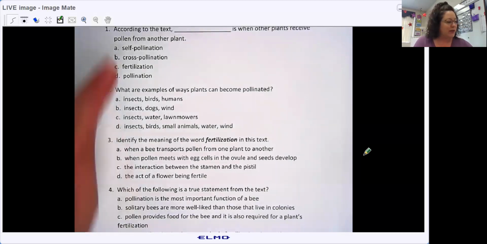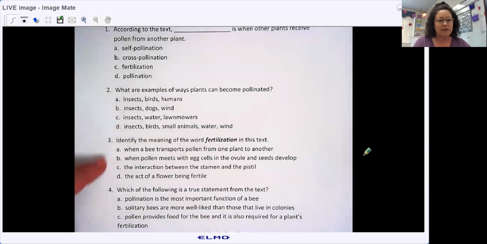Question 1, you only have to write the letter of the answer. Okay, you don't have to type out the whole thing. Just 1 period and then A, B, C, or D. 2 period A, B, C, or D. And that is your discussion post.